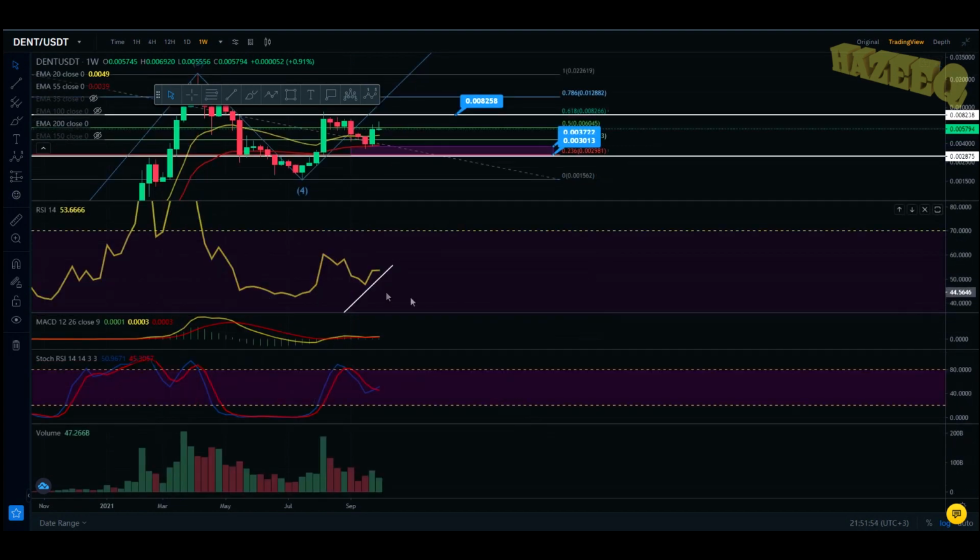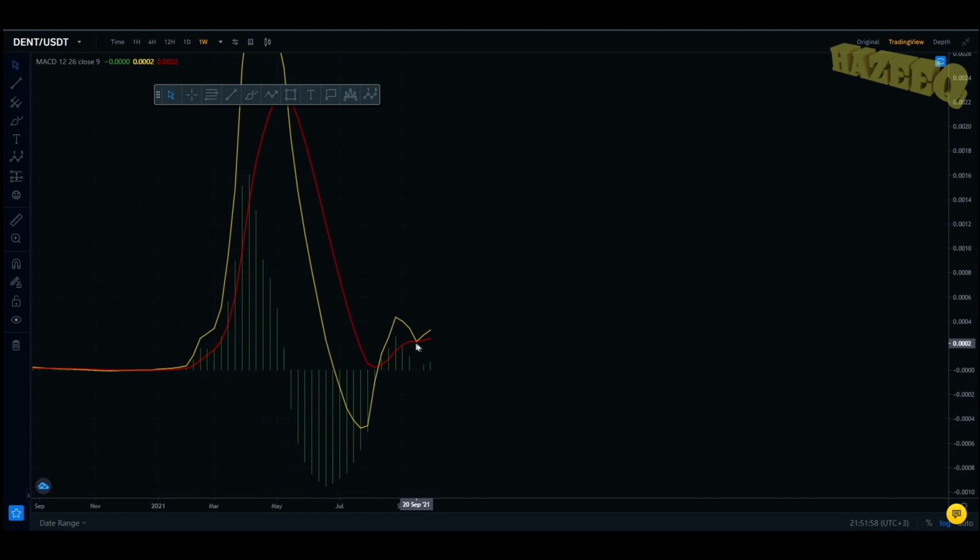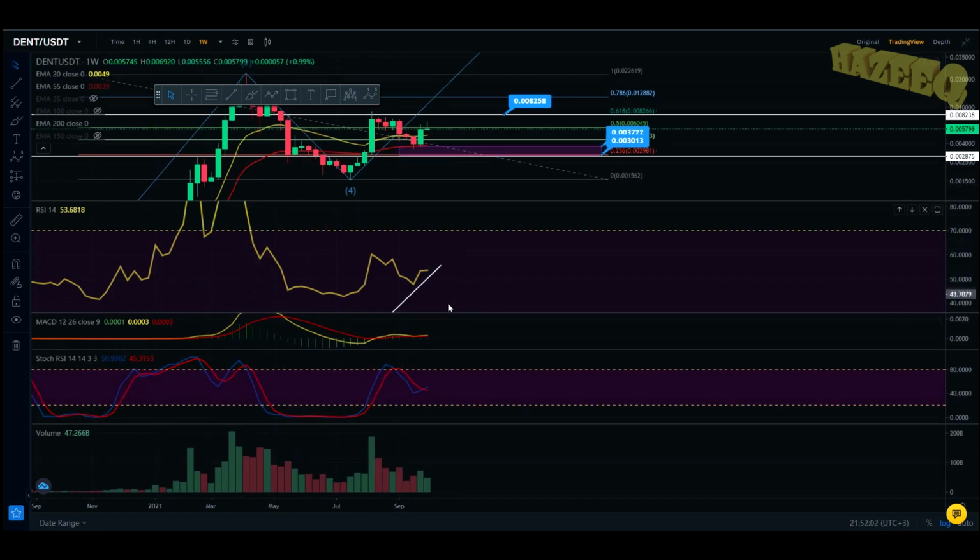And if we take a look at the indicators, you can see the MACD has just bounced off. The moving average has just bounced off the signal line, and this gives you that appreciation in price. So look at the MACD as a lagging indicator. The price does something first, then the MACD gives you confirmation on that.